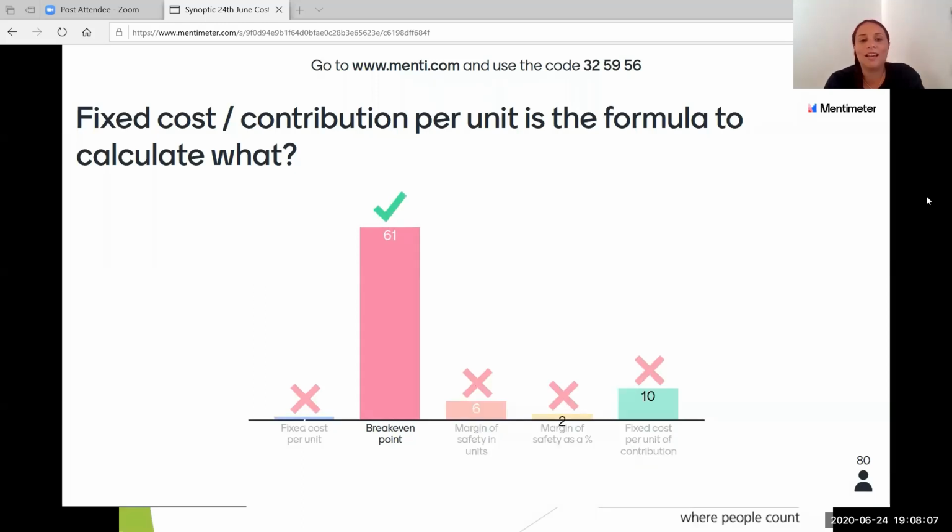Fabulous, really good there, guys. 61 people getting that right. That's absolutely brilliant. That's how you calculate then your break-even point. And I'm not going to ask you what break-even point is because it's going to come up in a question in a moment. But you're absolutely right. That's brilliant, guys. Really good costing knowledge there. You're absolutely right. That is how you calculate your break-even point.